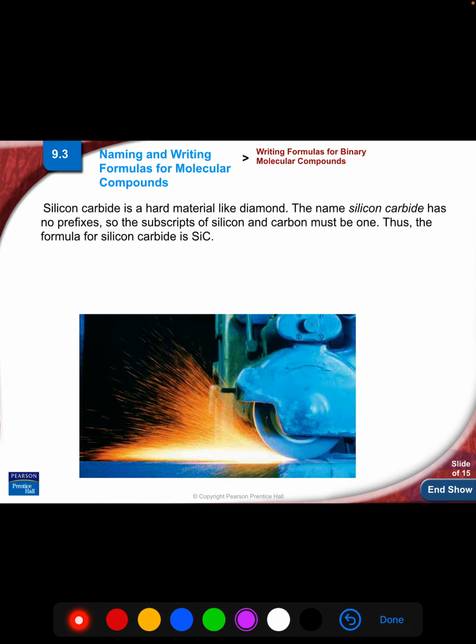a very common substance used for sandpapers and grinders and things like that. Very hard substance. We've discussed it before, but its formula would be Si, carbon: SiC, silicon carbide. And we didn't have to say monosilicon, monocarbide. We knew it was understood. In addition, this formula does not require the ones for subscript. They are understood, so we're not going to use them.